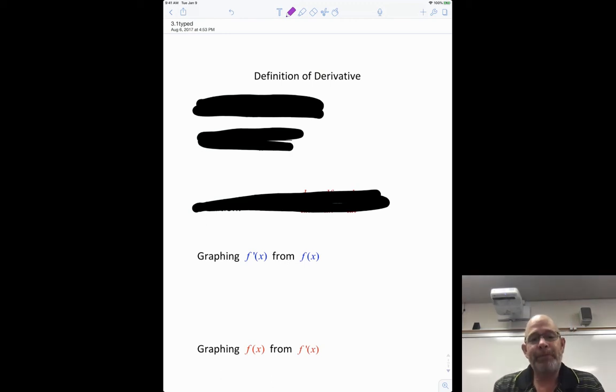Hello, everyone. Today we're doing section 3.1. 3.1 is titled Definition of Derivative. So in the last lesson, you learned how to find the slope of a tangent line. We gave you a definition of that using a limit.